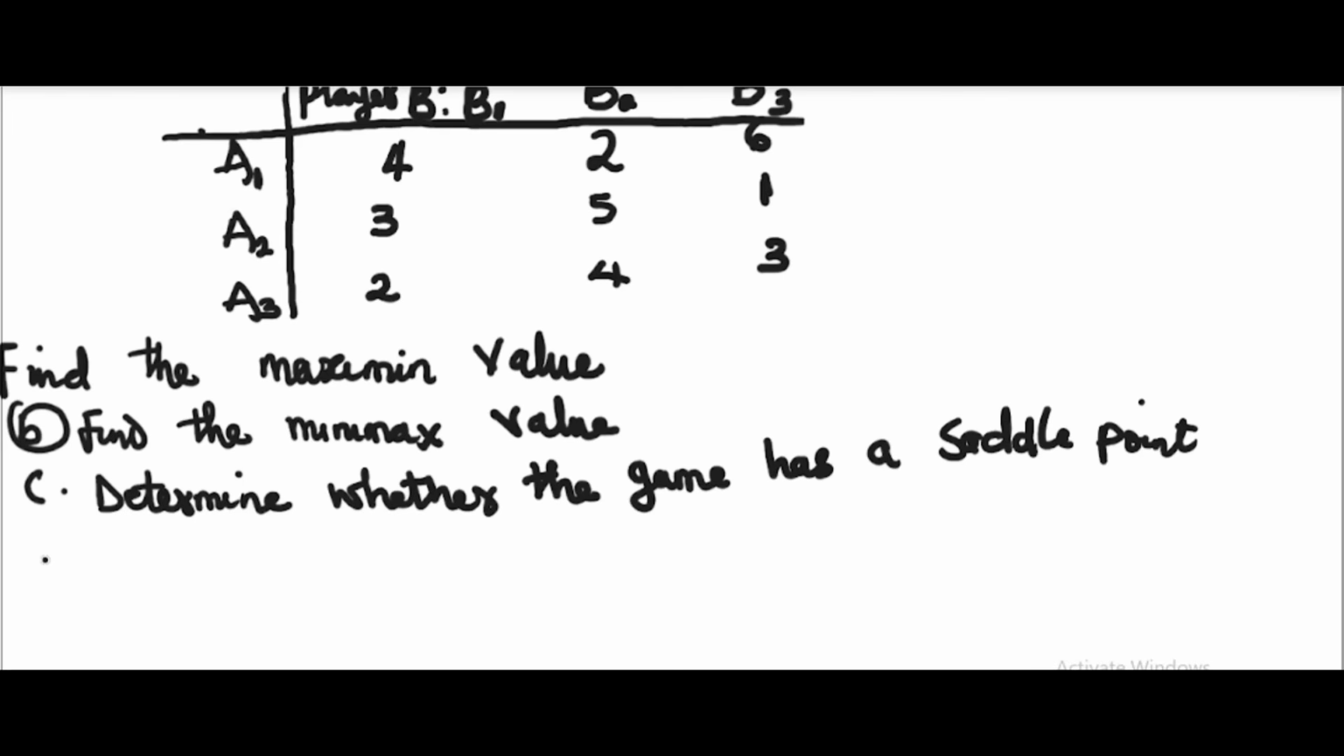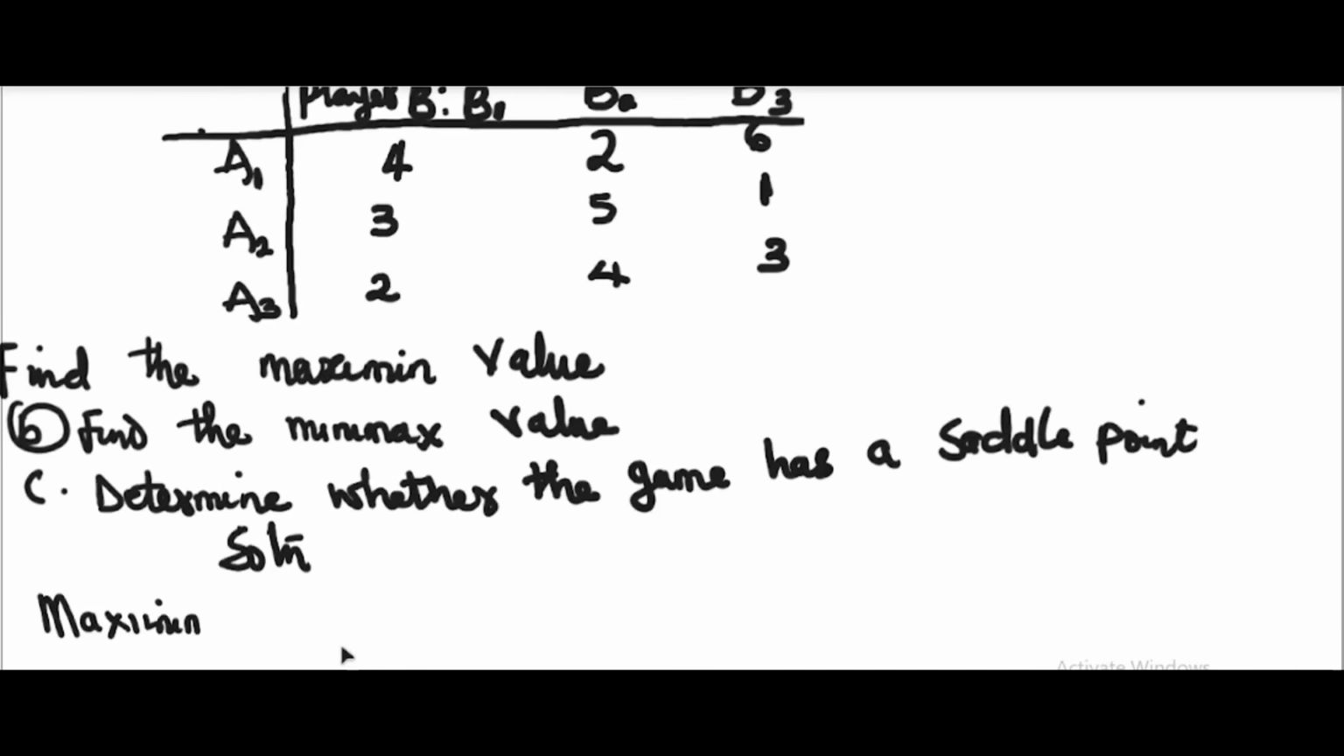Solution. We are to find the maximin. How do we call a matrix? We call a matrix row by column, not column by row, right? So what kind of matrix is this? This is a 3 by 3 matrix, right? To find the maximin, we go row wise.